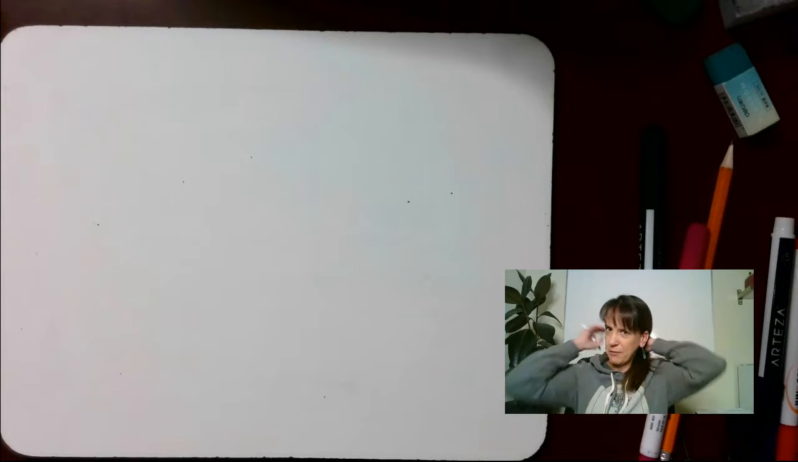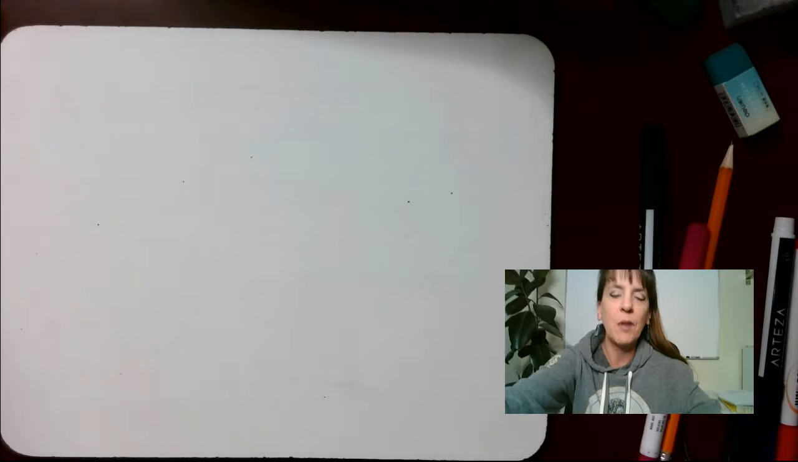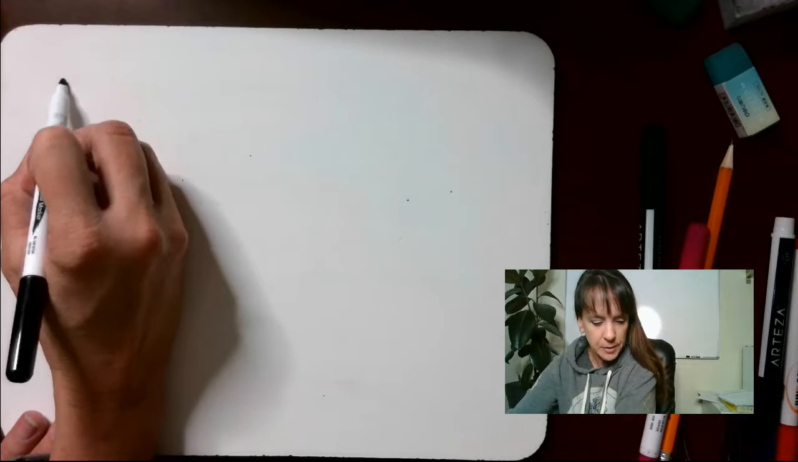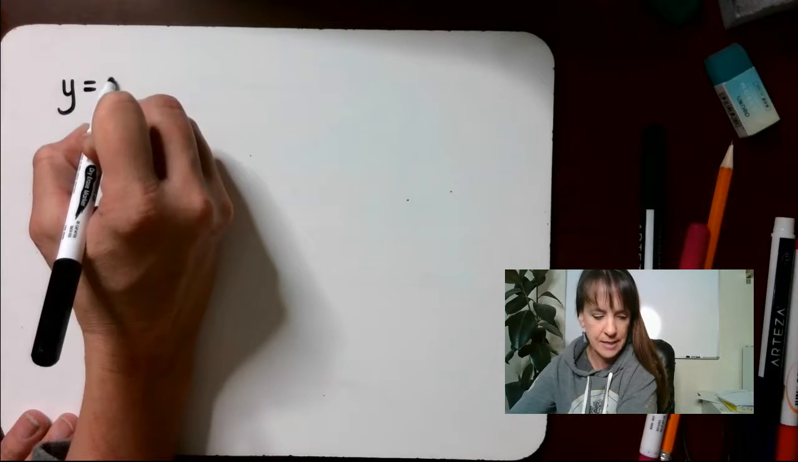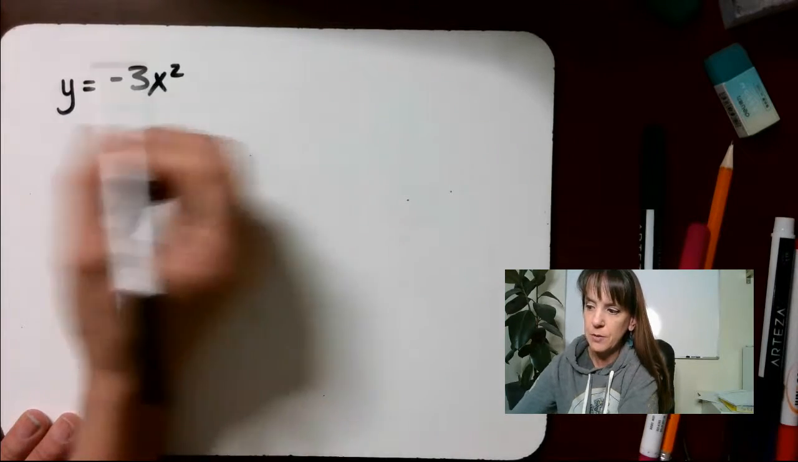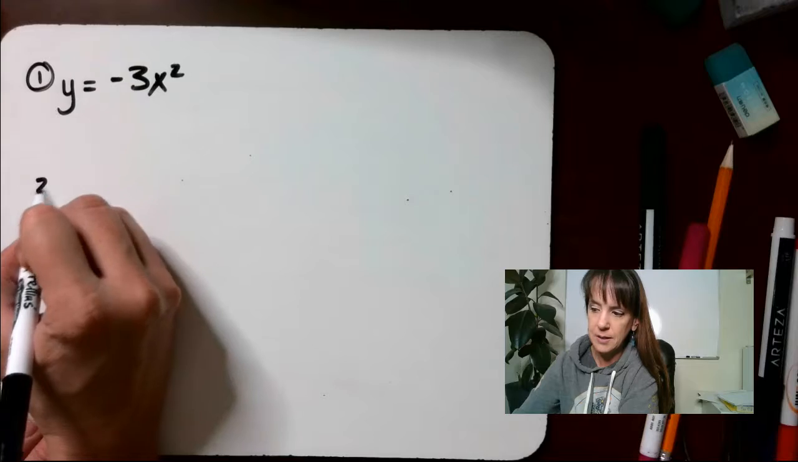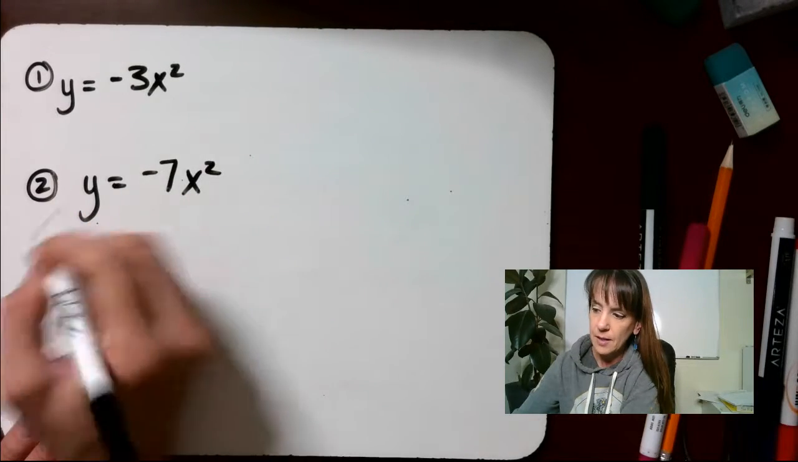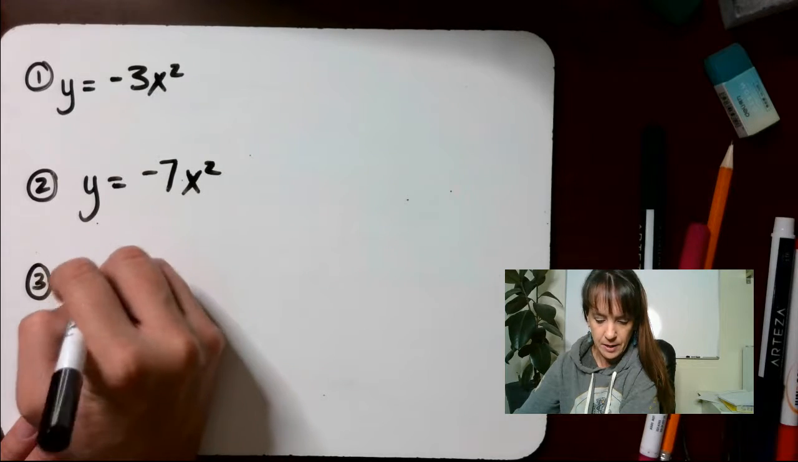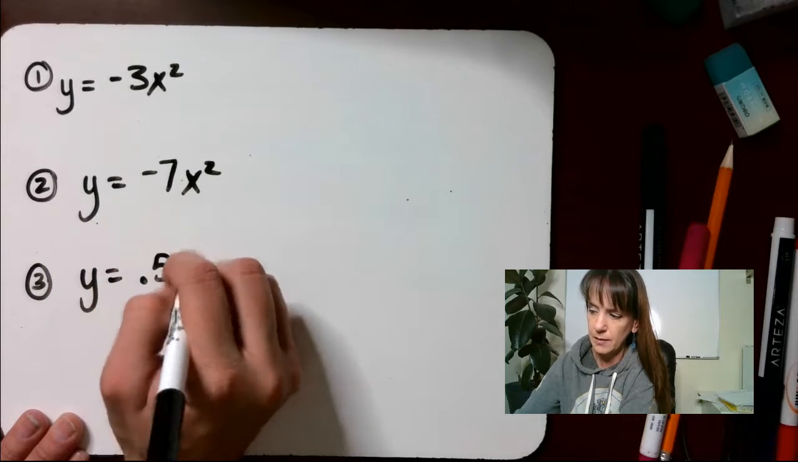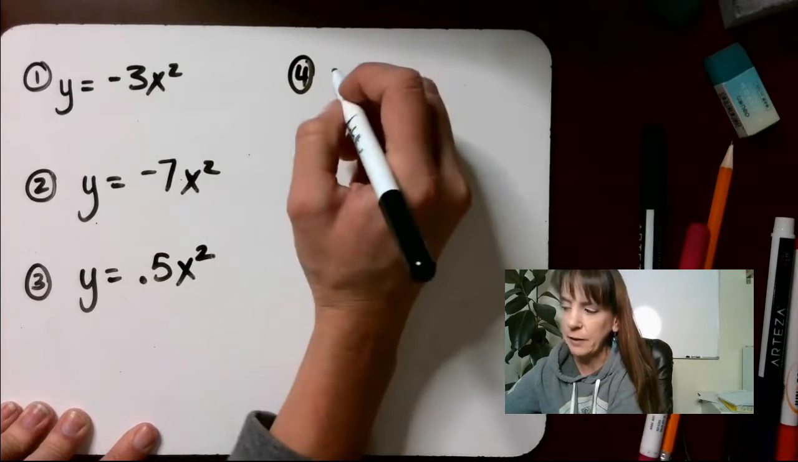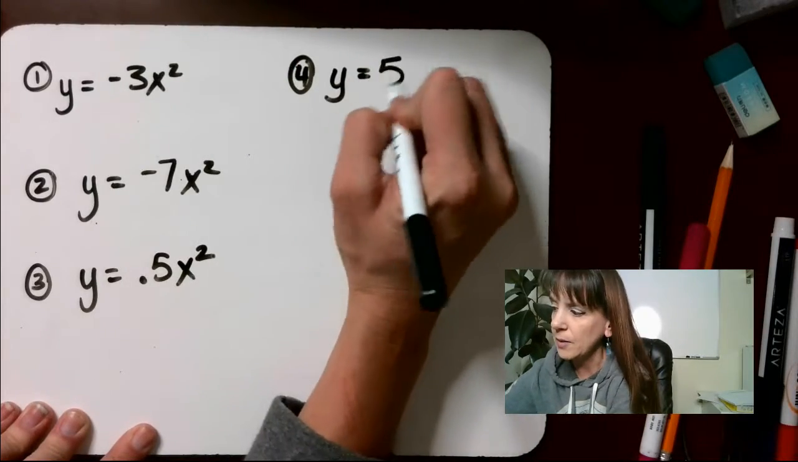Okay, so before we go any further, I had to make some adjustments here. What I want to do is practice identifying opening up or down, and if it's a minimum or a maximum. I'm going to write these down, and you should take notes so that you can practice these. If you just want to do it in your head, that's fine too. So we have y equals 0.5x squared.